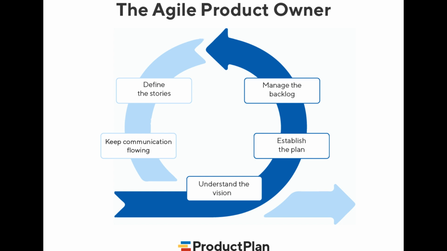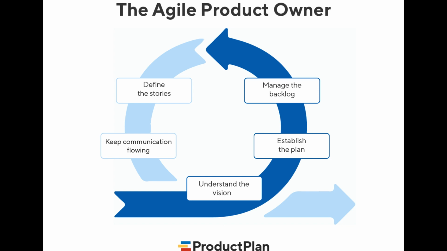Product vision and strategy. Develop and communicate a clear and compelling product vision and strategy that aligns with the organization's goals and customer needs. Product backlog management. Create and maintain the product backlog, a prioritized list of user stories, features, and requirements. The product owner is responsible for defining, refining, and prioritizing items in the backlog.